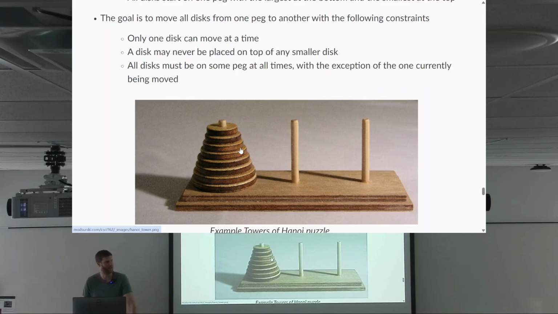Discs are never allowed to be placed on top of a disc that's smaller than it. So I can't take this little disc off, put it there, and then put the bigger disc on top. That's against the rules. Can't do it. And finally, all discs must be on some peg at any given time with the exception of the one disc that's being moved. Okay? That's the rule.